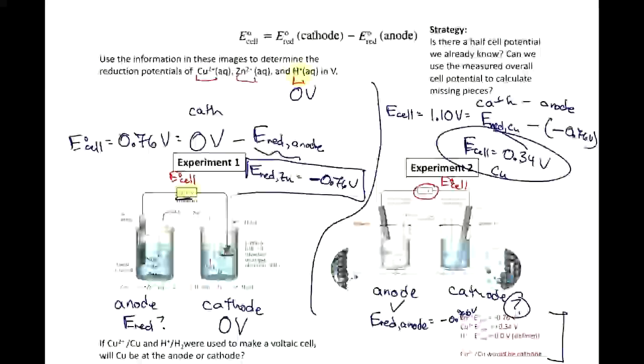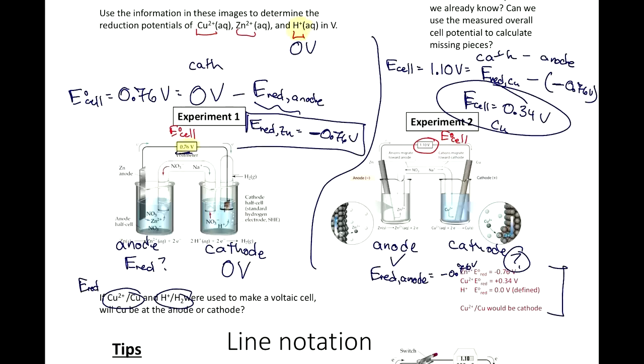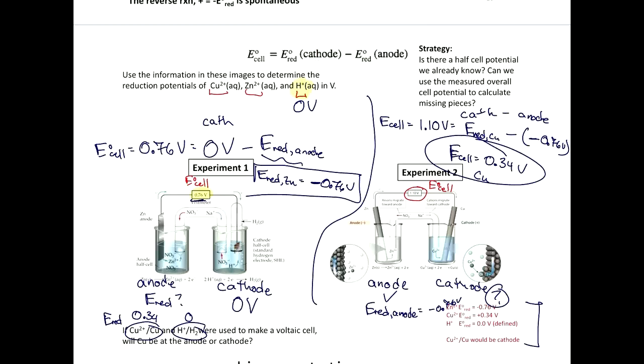And so if we think about the last question here, if we set up a cell where copper and hydrogen were mixed together in a voltaic cell, what would be the cathode? Remember, if this is a voltaic cell, we need a positive cell potential. The reduction potential for copper is 0.34 volts, while hydrogen is 0. So how can we combine these two substances? Which one has to be the cathode, and which one has to be the anode, for a positive number to come out?